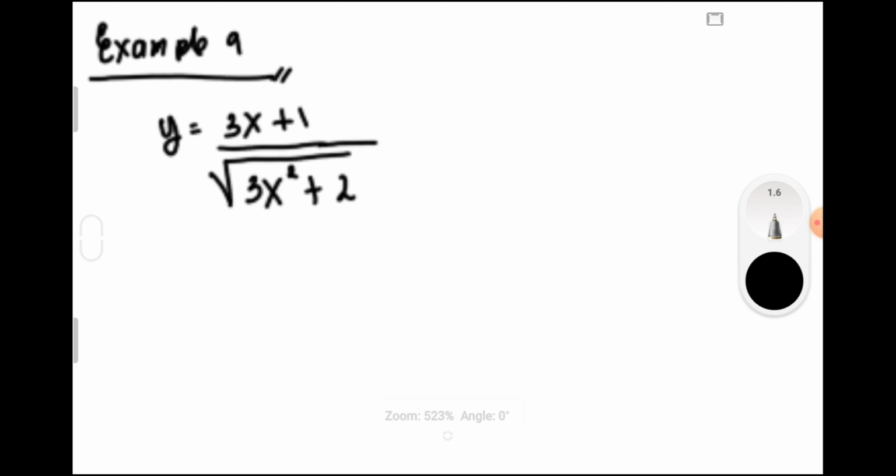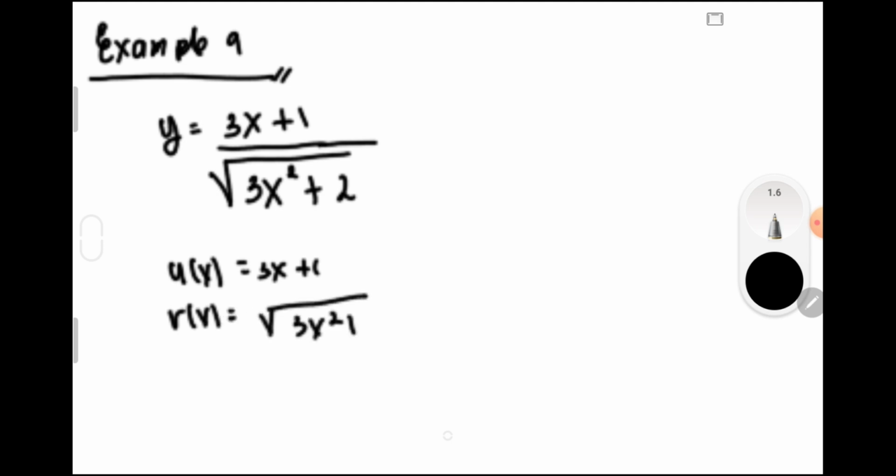Okay, so pag quotient rule ganyan, pwede mo siyang gamitan ng product rule. Of course, based lang yan sa creativity mo and also on how you understand the equation and how you would make the equation easier for you to solve. Okay, so dito we have 3x plus 1 divided by square root of 3x squared plus 2. So considering that we would solve it using our quotient rule, we have our u of x is equal to 3x plus 1, tapos yung ating v of x is equal to the square root of 3x squared plus 2. Ayan.